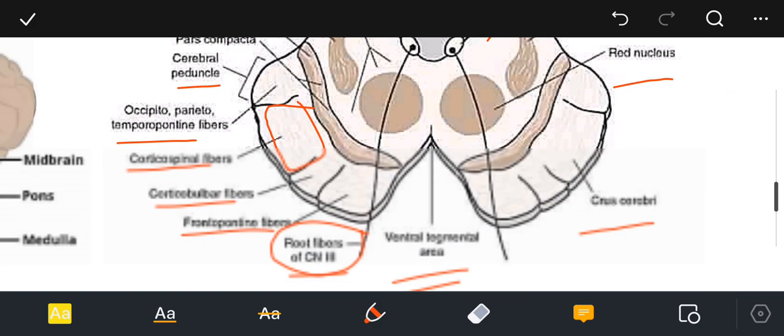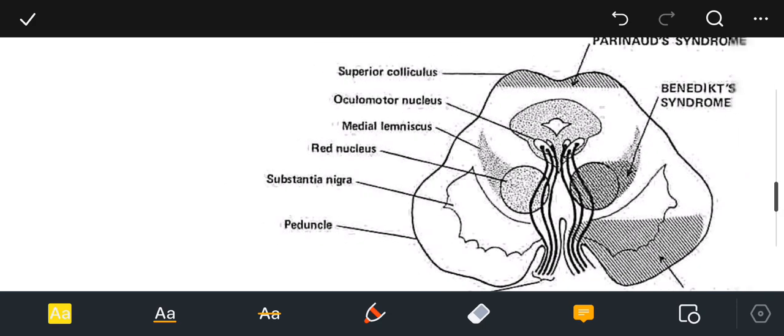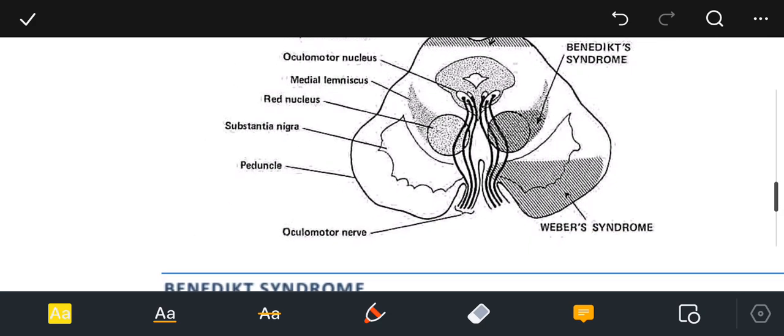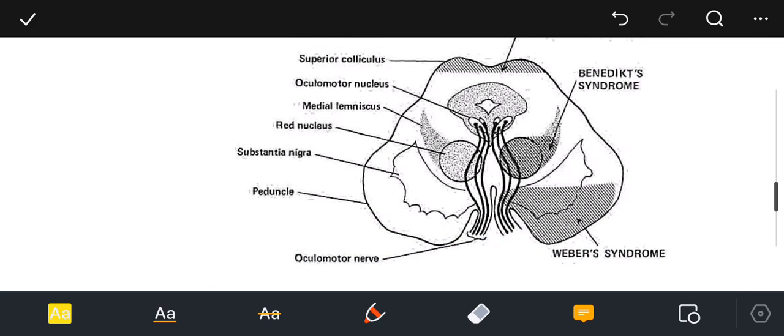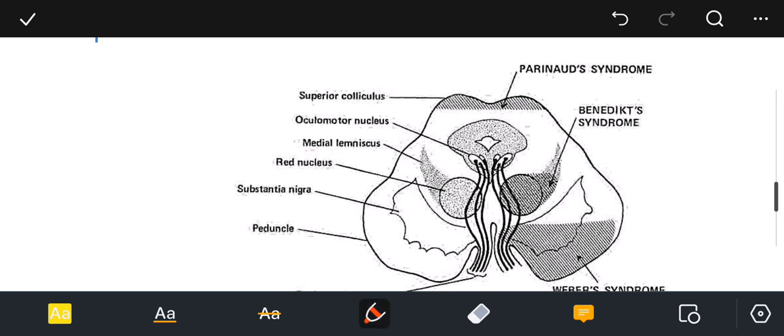Now let's talk about the other picture. In this picture they are telling you specific areas which, if damaged, can cause specific syndromes. If the superior colliculus is damaged, you will have Parinaud syndrome. Parinaud syndrome is associated with a vertical gaze palsy. The oculomotor nucleus is present over here, just near the cerebral aqueduct.